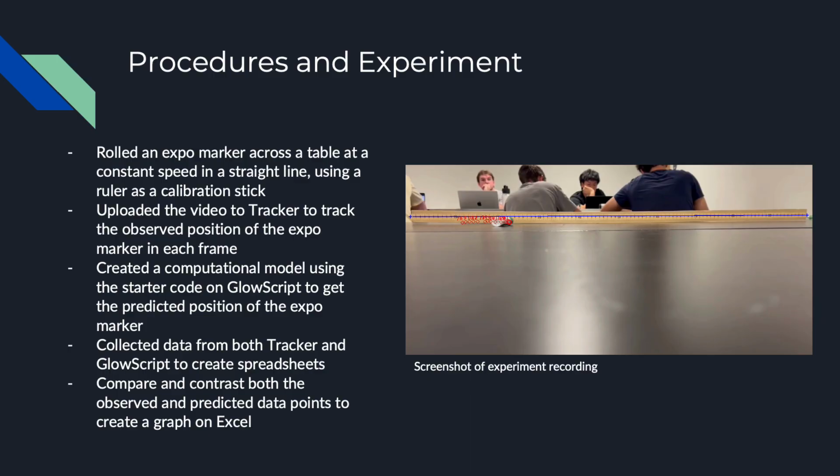So for this lab, the first thing I did was I recorded a video of me rolling an Expo marker across a table at a constant speed in a straight line, using a ruler as a calibration stick. I then uploaded the video to Tracker to track the observed position of the Expo marker in each frame. I then created a computational model using the starter code on GlowScript to get the predicted position of the Expo marker. I collected data from both Tracker and GlowScript to create spreadsheets, and I compared and contrasted both the observed and predicted data points to create a graph on Excel.